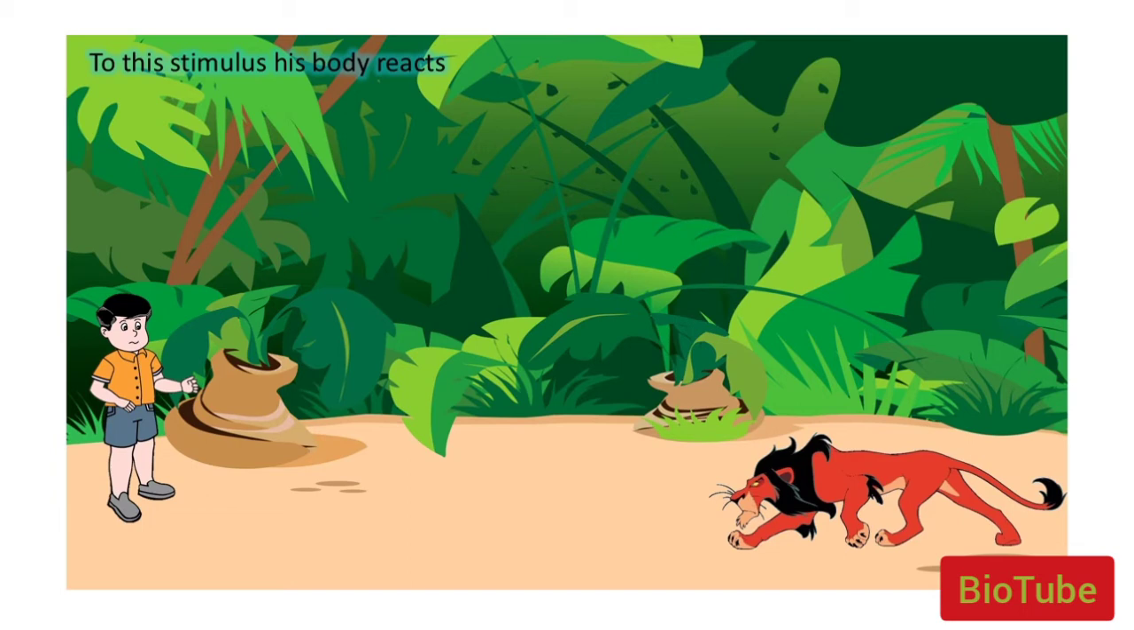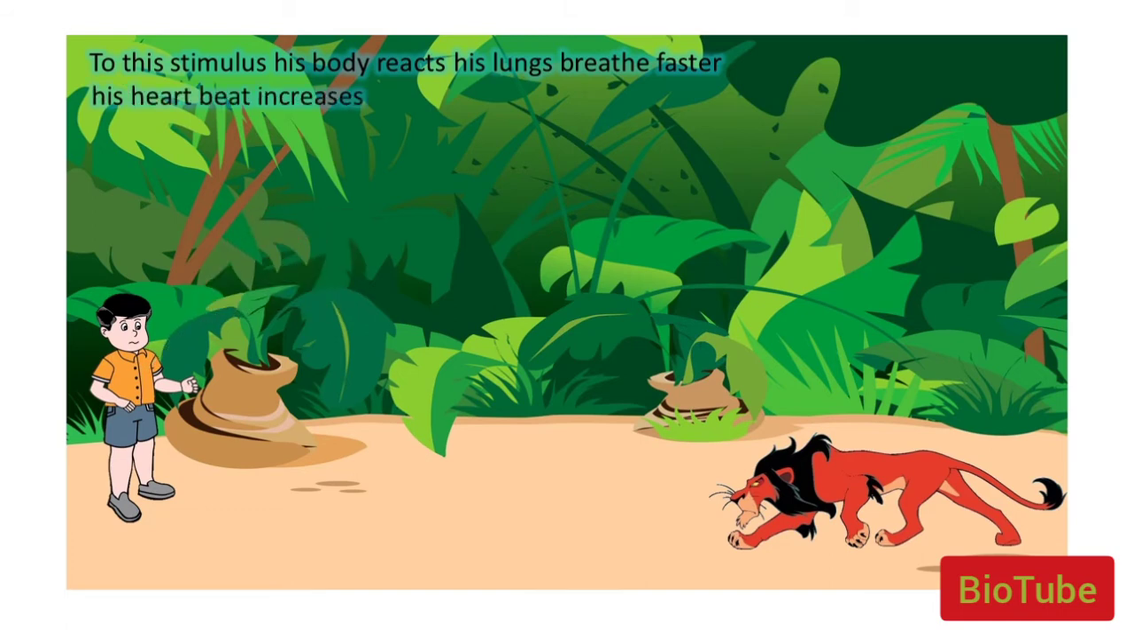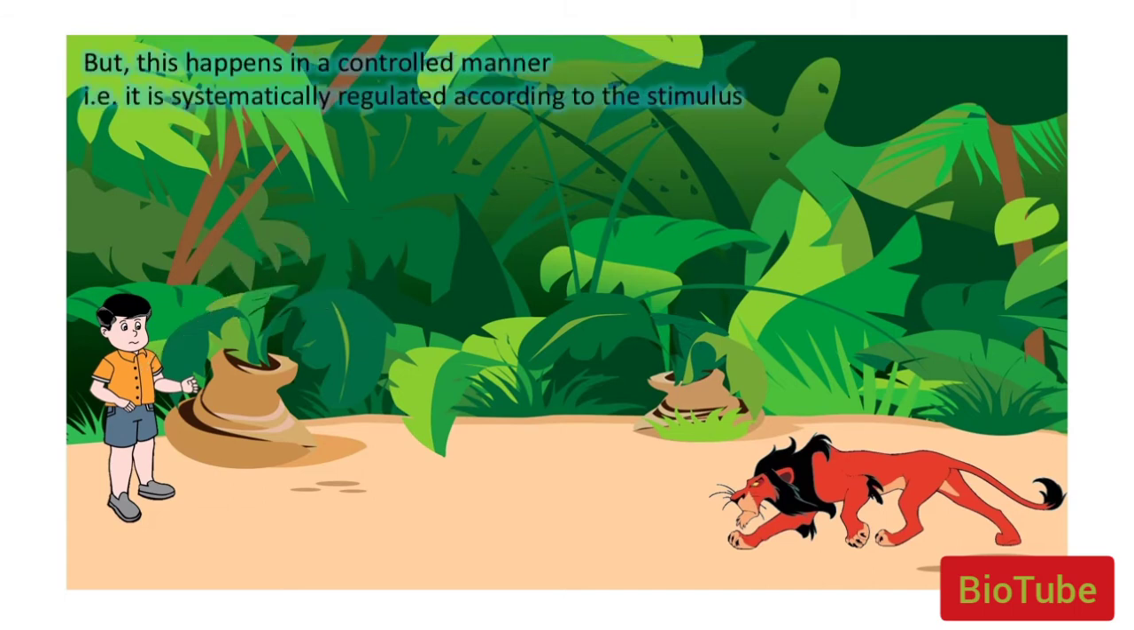Now let us see what will happen to the boy. His lungs will start breathing faster. That is, the lungs are trying to take in as much air as possible. And similarly his heartbeat will go on increasing. He is very scared, so he is taking in oxygen fast and even his heartbeat is increasing. But all these things happen in a controlled manner. That is, it is systematically regulated according to the stimulus.